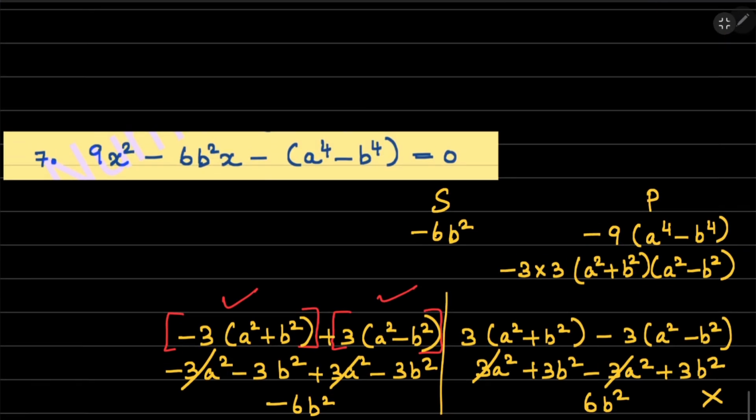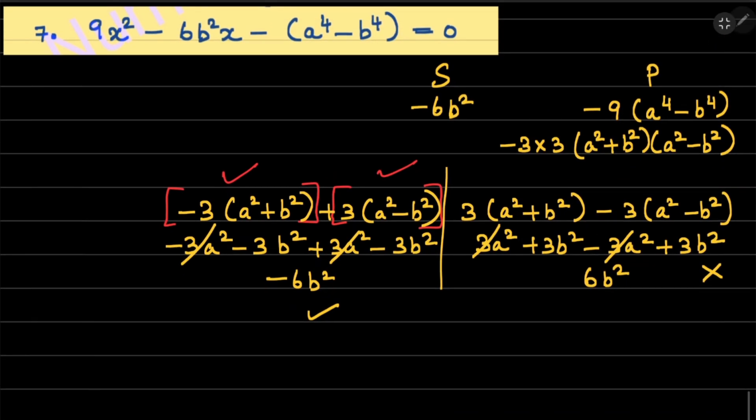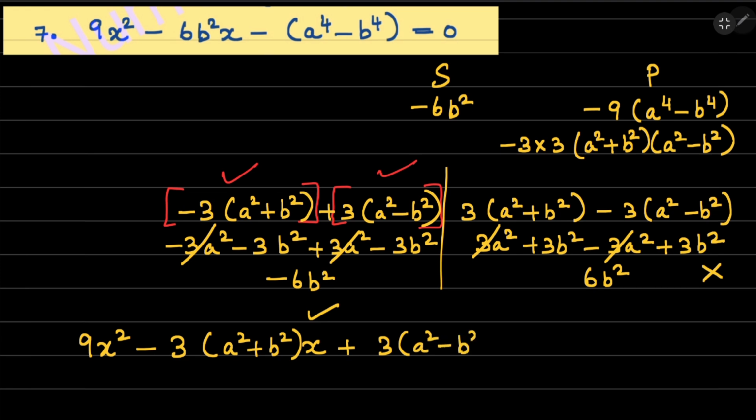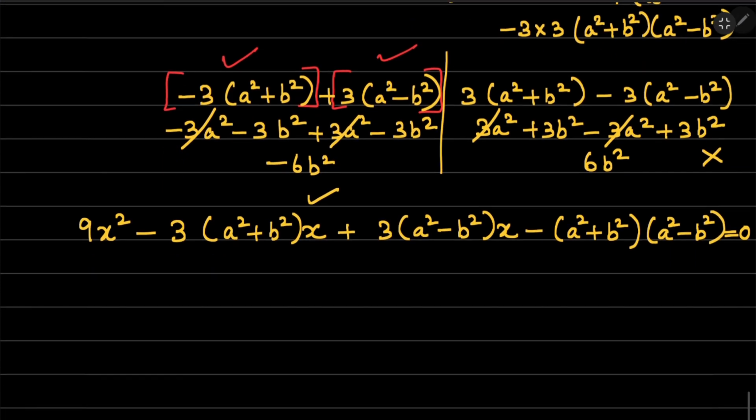Let's go ahead and do it. So let me write the question again. 9x square. Now in place of minus 6b square x, I'm going to replace it with minus 3 into a square plus b square. Do not forget to write the x, plus 3 into a square minus b square multiplied by x, and the last term I will write it as a square plus b square multiplied by a square minus b square equal to 0.